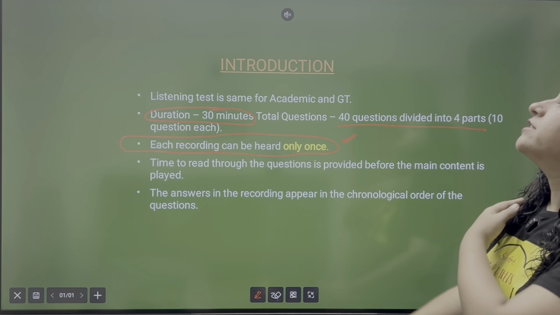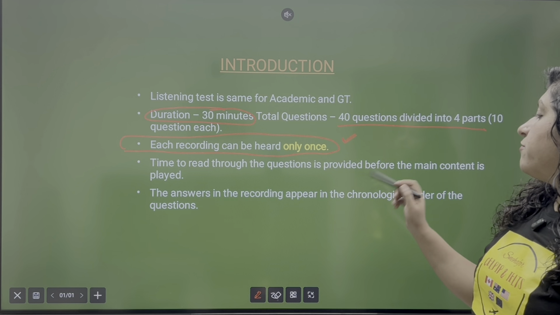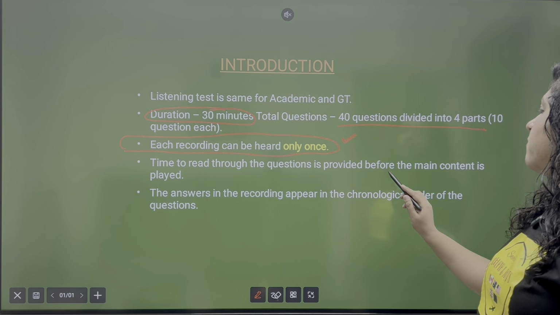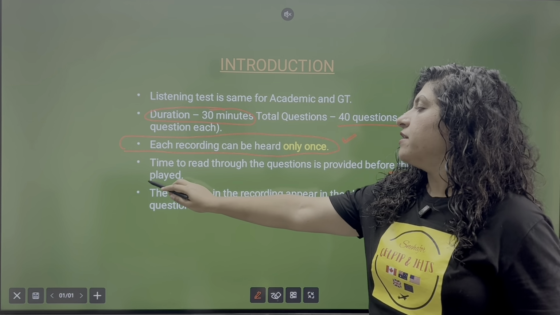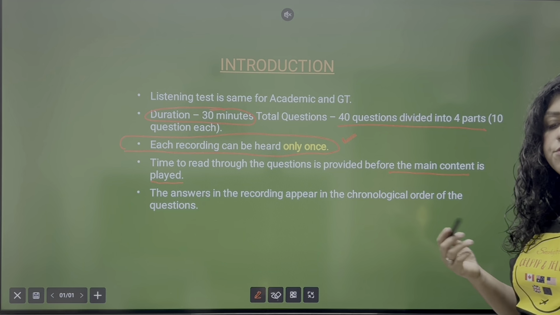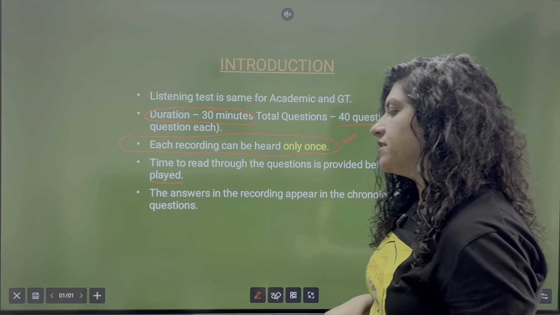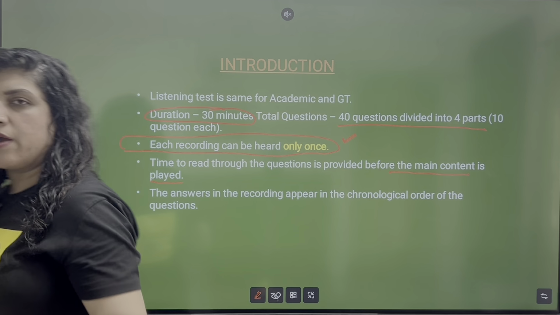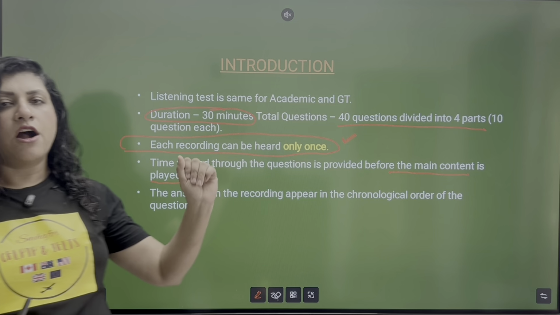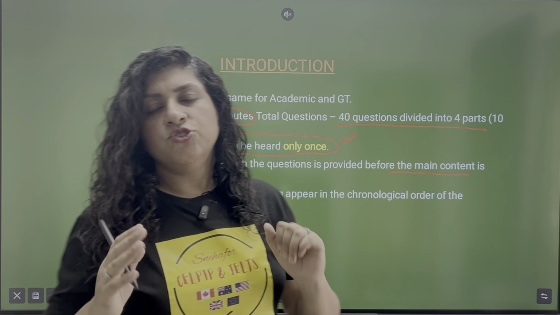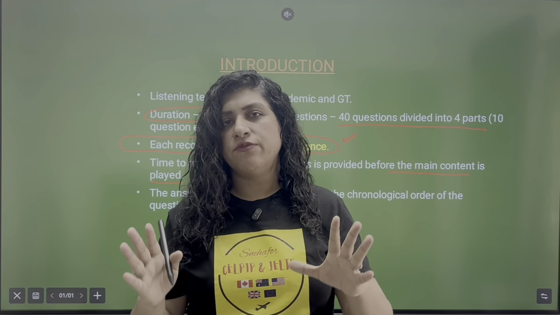And then the 4th point says that before the main content of the audio is played, you are given some time to read through the questions. So before each part, part 1, part 2, part 3, part 4, a few seconds are given to you just to read through the questions of that particular part.